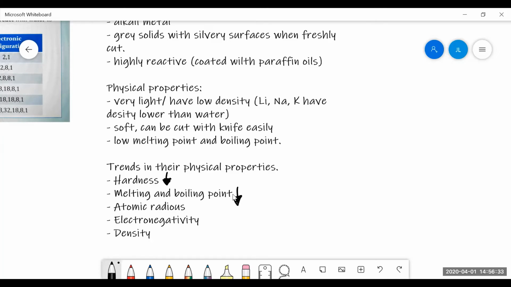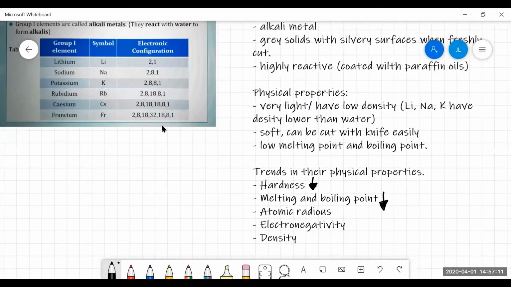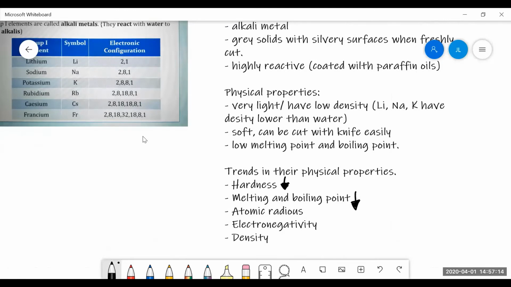Okay, both melting and boiling point. So lithium has the highest boiling point and melting point, while francium has the lowest boiling point and melting point. Now, atomic radius, it is very easy. As we move down the period, of course, we have more electron shells and the nucleus is bigger. So our atomic radius increases, right?